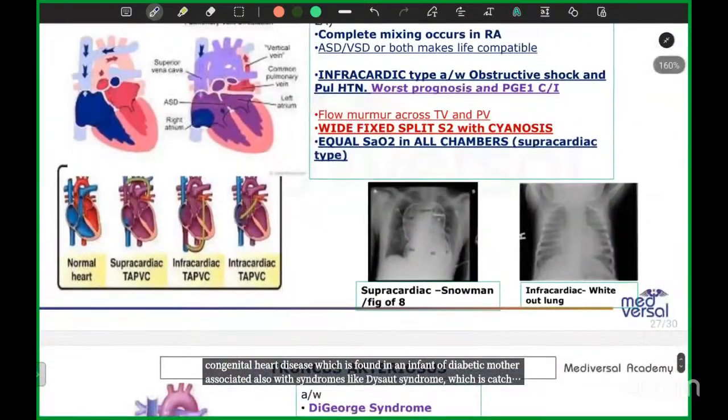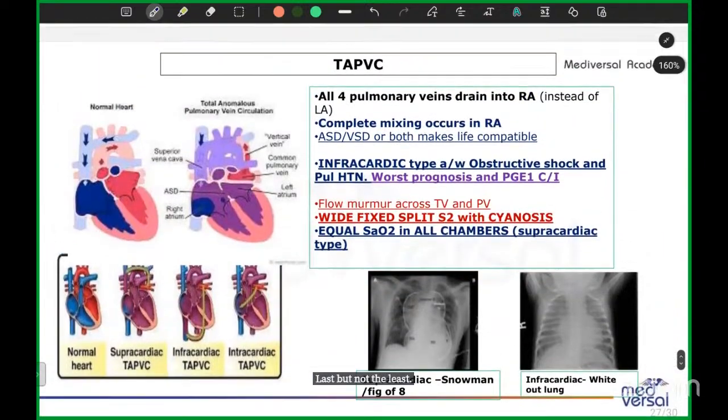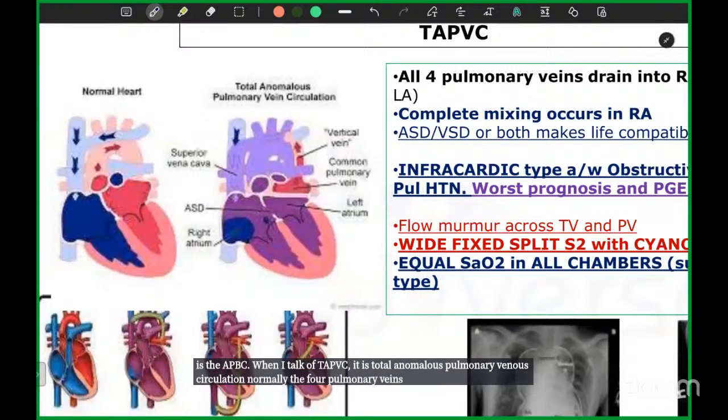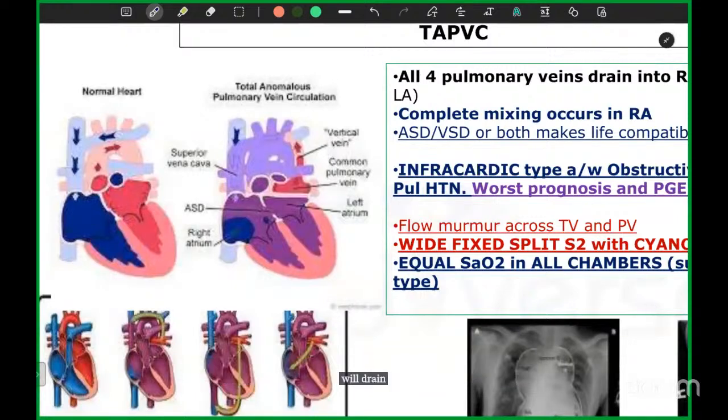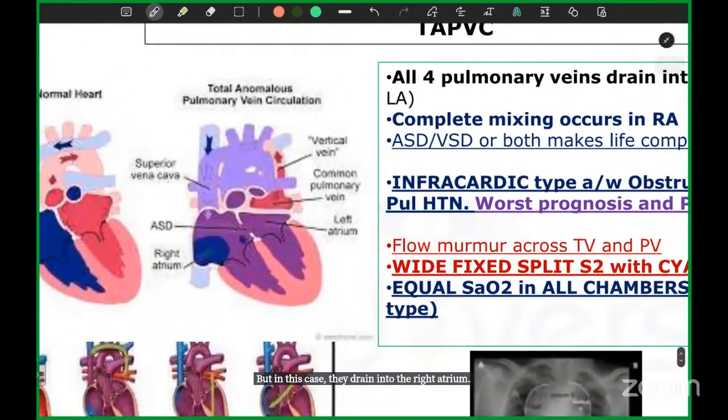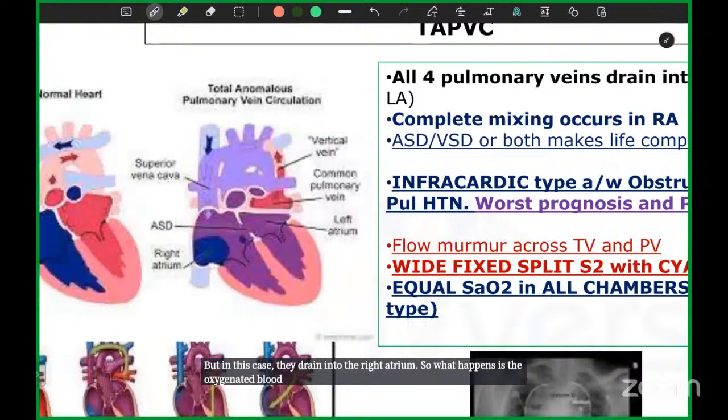Last but not the least is TAPVC. When I talk of TAPVC, it is total anomalous pulmonary venous circulation. Normally, the 4 pulmonary veins will drain into the left atrium, but in this case, they drain into the right atrium. So the oxygenated blood is directly draining into the right atrium. The left atrium is not receiving anything.